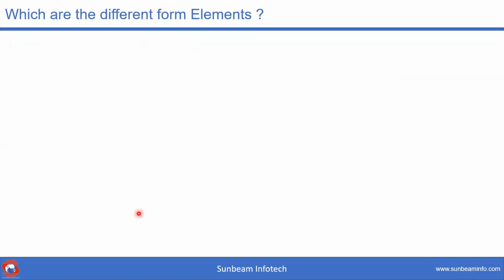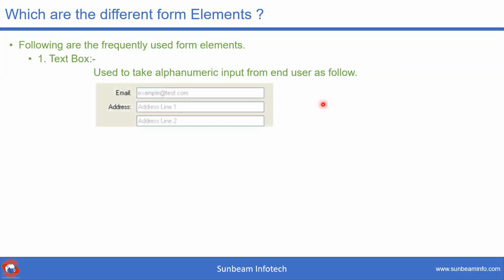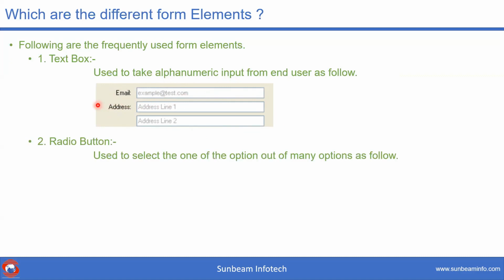Which are the different form elements? Following are the frequently used form elements. Number 1 is the text box, used to take alphanumeric input from the end user, as follows. Here you can see an email field where I am using a text box to take input. Also, for the address I am using a text box to take input from the end user.